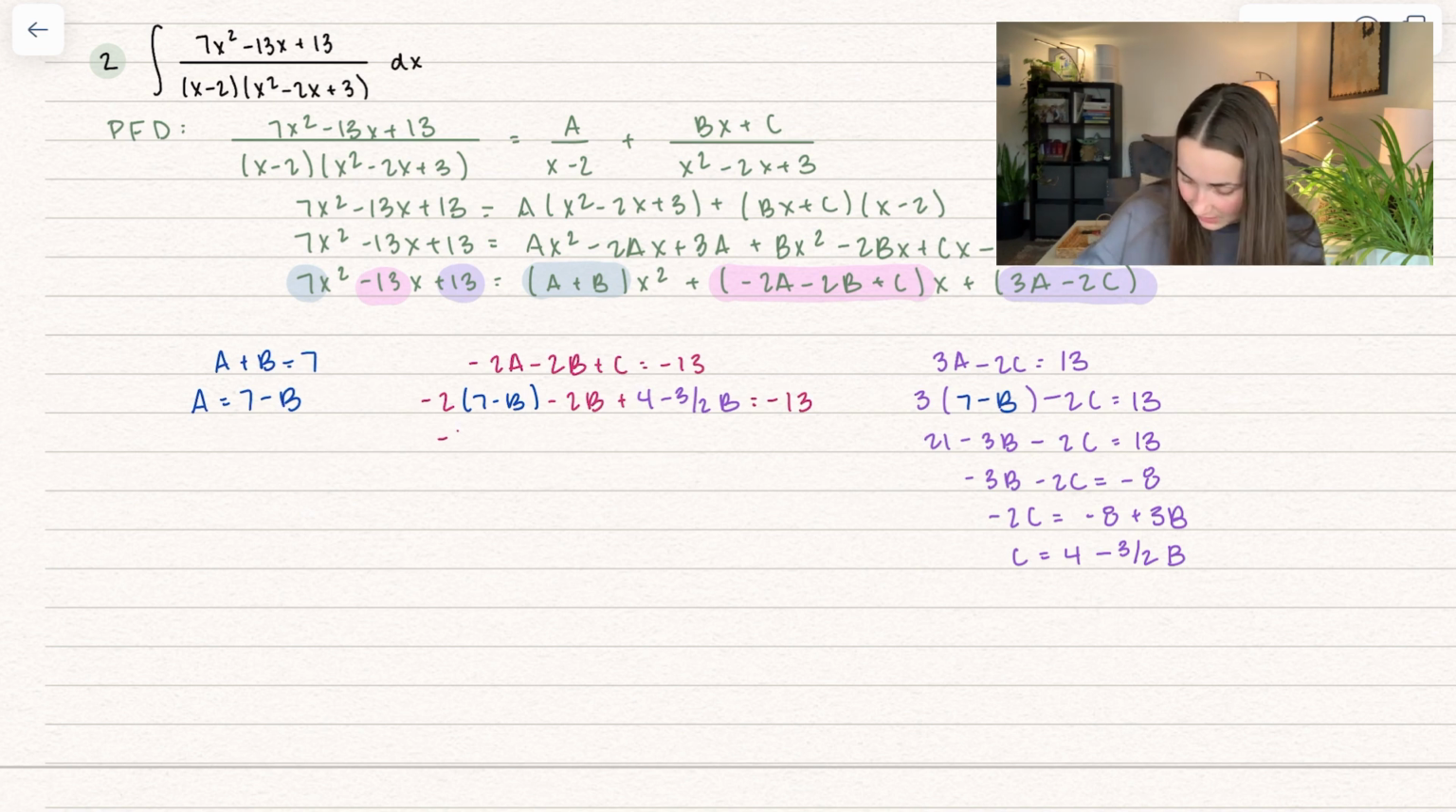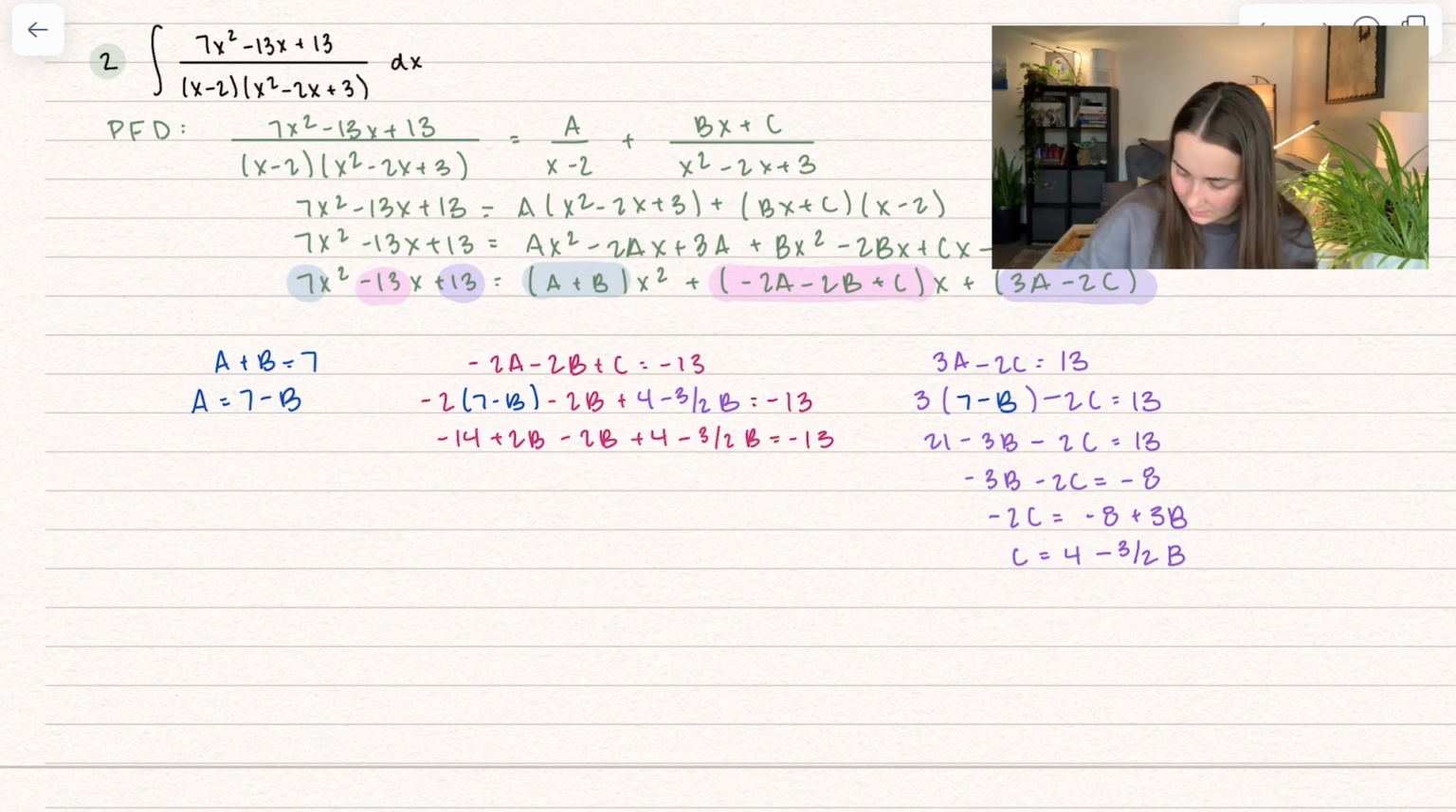So let's multiply this out. Negative 14, that's going to be plus 2b minus 2b. Oh, that cancels out. That's nice. Plus 4 minus 3 halves b is equal to negative 13. So we get negative 14 plus 4, that's negative 10. And then minus that 3 halves b is equal to negative 13. So let's add 10. We get negative 3 halves b is equal to negative 3.